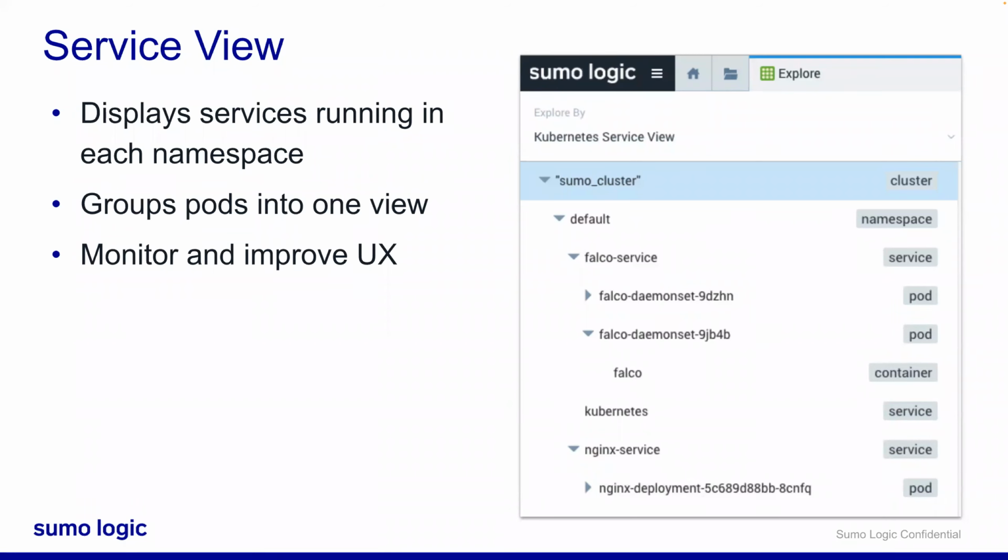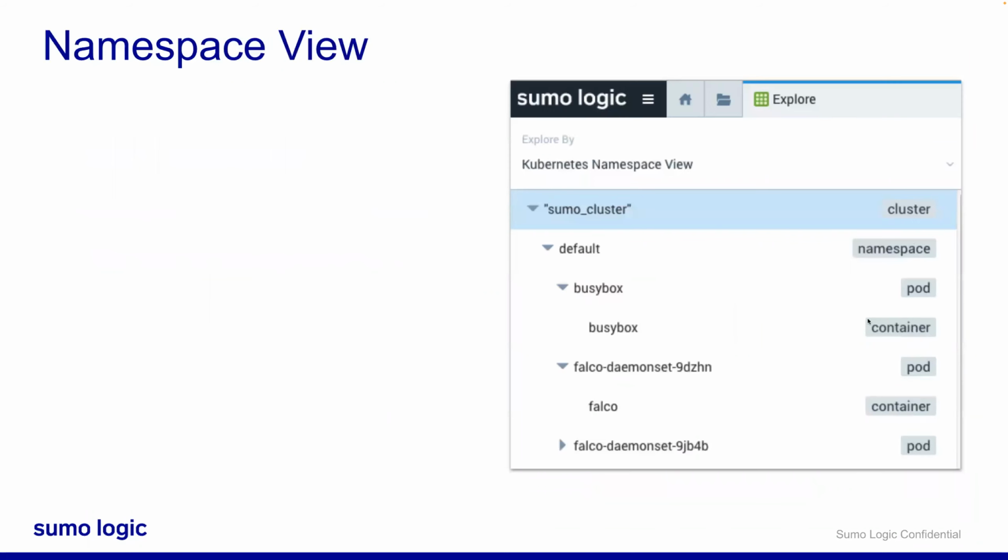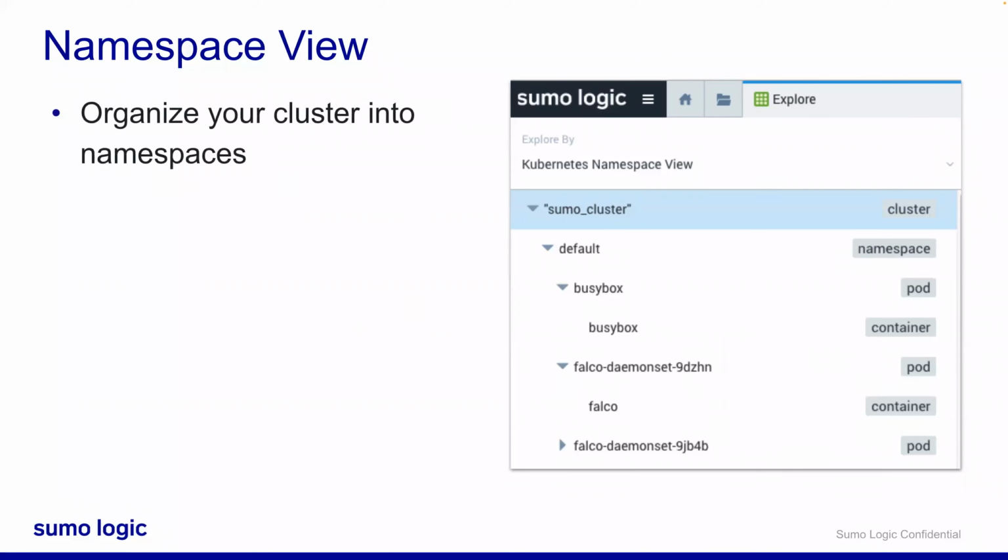All right, and then finally, the namespace view. This is going to allow us to organize the pods and containers in each namespace. And so you can use those namespaces to break up large clusters into different teams, different products. You can restrict access to each namespace. And so that's where those are used.